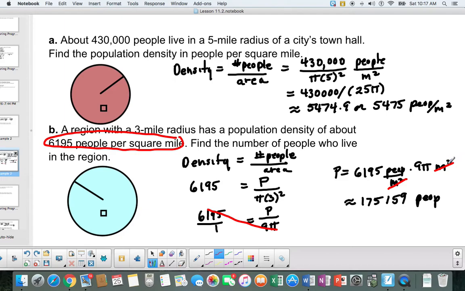This represents miles squared, so dimensional analysis will have the miles squared cancel, and we're only working with people, and you end up multiplying 6,195 times 9 pi.